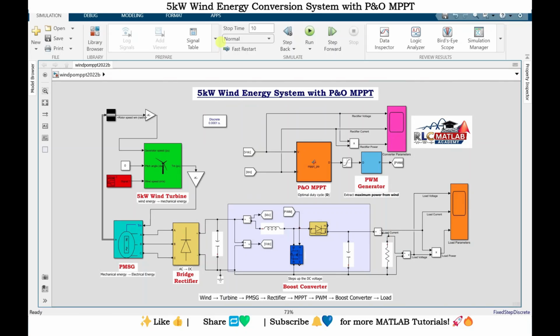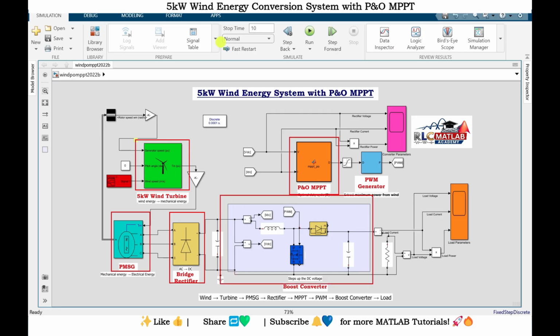Today we are going to discuss a 5 kilowatt wind energy conversion system with PO MPPT. It consists of a wind turbine, PMSG, bridge rectifier, boost converter, PO MPPT, PWM generator, and the load, and these are the measurement scopes. This is the input side scope, and this is the output side scope. These are the parameters we are going to discuss in this video.